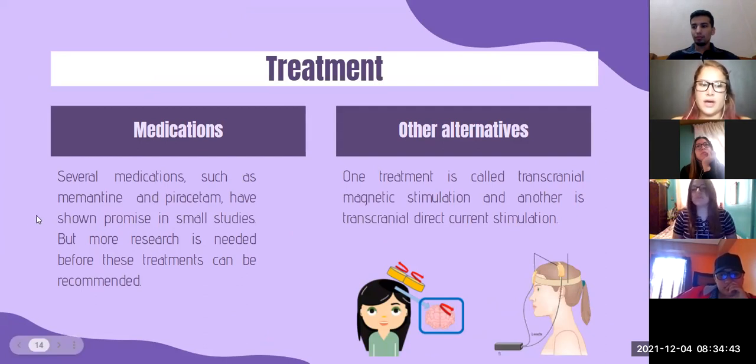And then we have two other alternatives. The first one is transcranial magnetic stimulation. This one uses magnetic fields. And the second one is transcranial direct current stimulation. This one uses a low current through electrodes in the brain.